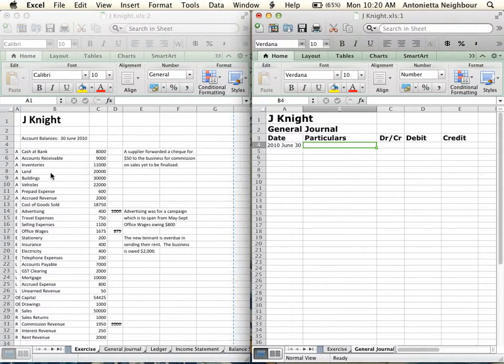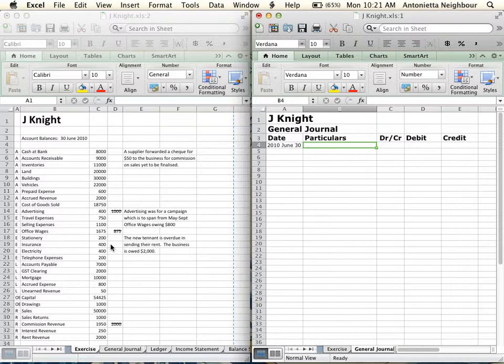Okay, so the first adjustment was, I suppose it doesn't really matter what order you do them in, so we're going to do this first one here. The supplier forwarding the cheque for commission revenue. Okay, so what did we do to the commission revenue? Did we increase the commission revenue or decrease it because we received that cheque by $50? We ended up decreasing it to adjust it.